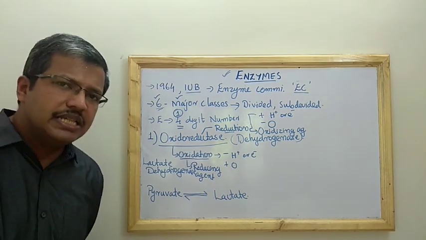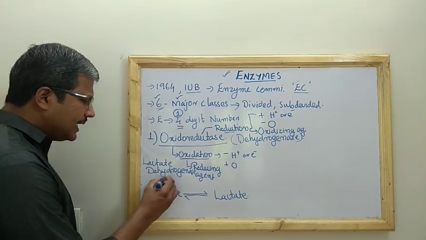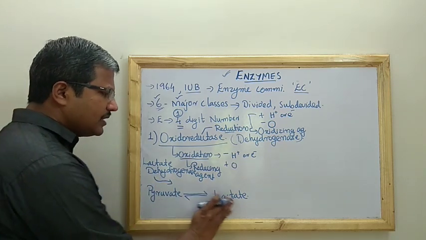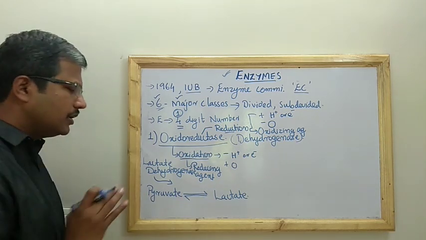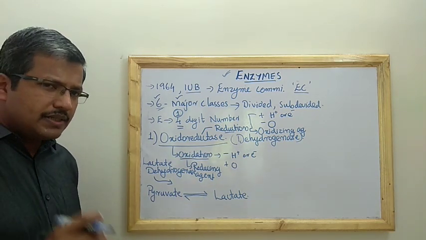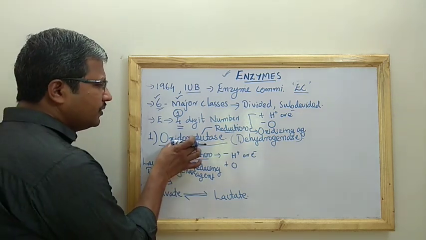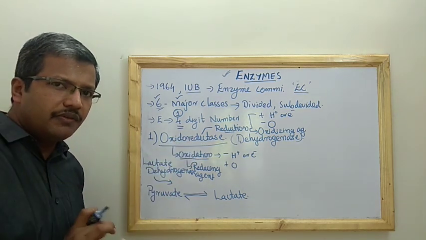Lactate dehydrogenase is the enzyme. So lactate dehydrogenase will be catalyzing this particular reaction. Pyruvate is converted into lactate or lactate is converted into pyruvate. Now let us see, there is only one substrate here. We need two substrates for oxidoreductase class of enzymes.